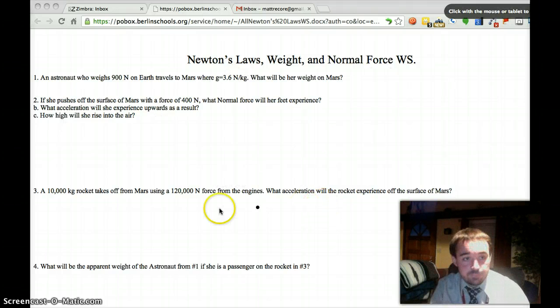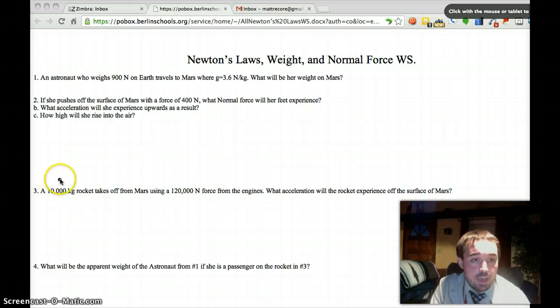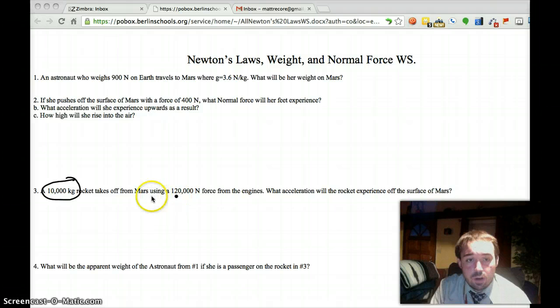All right. Number 3 shouldn't be too bad. We have a mass of 10,000 kilograms. Takes off from Mars. So Mars is still a clue. That's telling that our G is negative 3.6 meters per second squared. There's our force. That is our force of thrust.